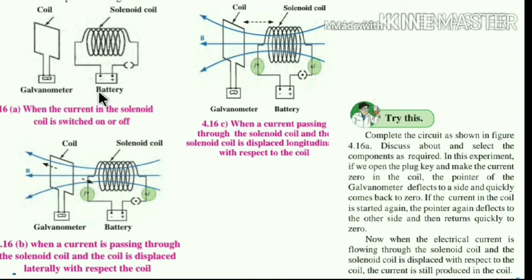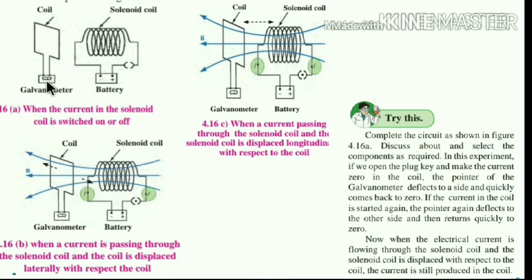Again, when we start the current, the pointer of the galvanometer goes to the other side, and again when we switch off the current, it comes to 0. So in this experiment, when the current in the solenoid coil is switched on, the galvanometer shows a deflection, and when switched off, the galvanometer pointer comes back to 0.